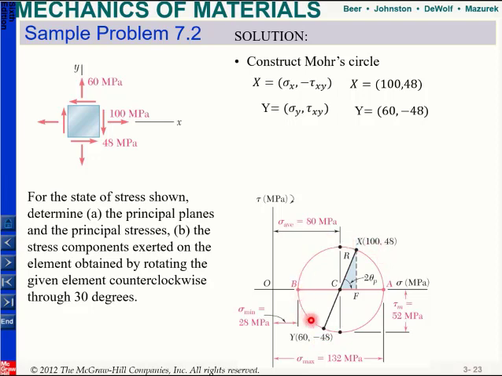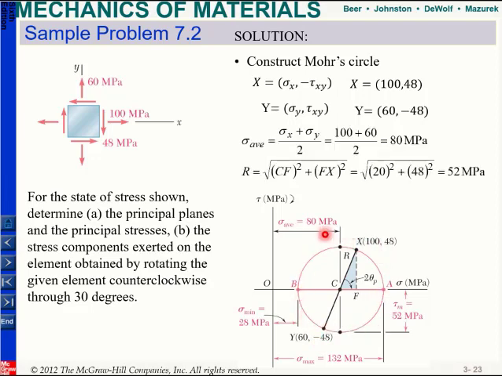So you can form this circle, or you can also find your average, which is equal to 100 plus 60 divided by 2, which is equal to 80 megapascal. So this is point C. And then you can find your R, either by the graphical method, or you can use this equation, and at the end you will get it as 42 megapascal. Okay. All right. So I find my average, I find my R, and I know my points X and Y. So now I want to find my principal stresses.